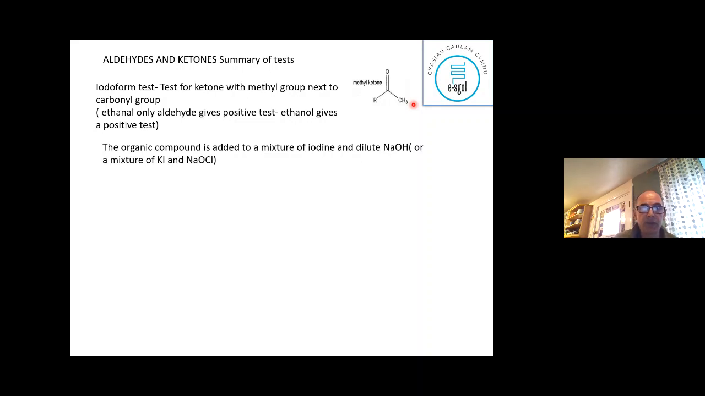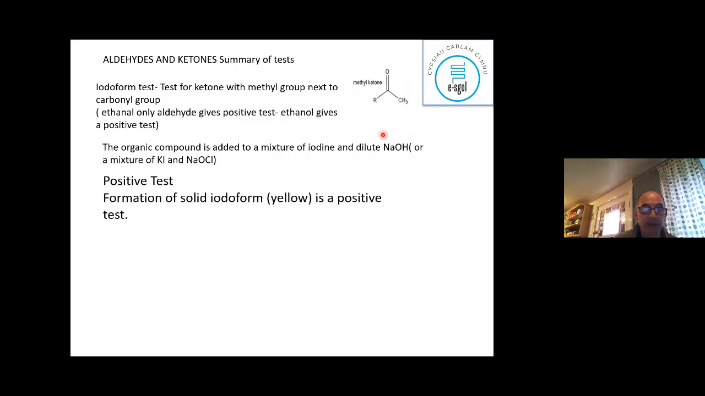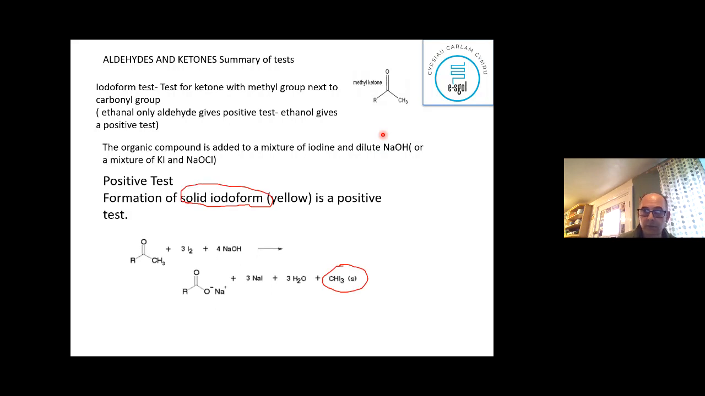The organic compound is added to a mixture of iodine and dilute sodium hydroxide, or a mixture of potassium iodide and sodium chlorate. You've got to recognize these, and as soon as you see this, you know that an iodoform test is being carried out. You get a formation of a solid, iodoform, yellow in color, which is a positive test for a methyl ketone. There's your solid yellow form.